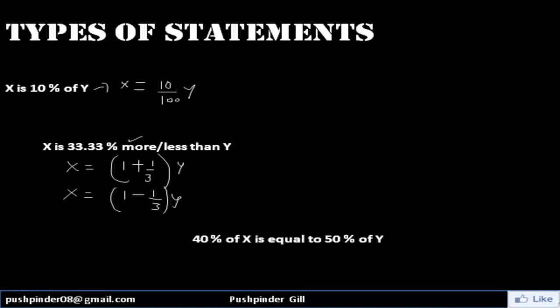If someone says 40% of X is equal to 50% of Y, now 40% of X is equivalent to 2 by 5 of X, which is equal to 50%, equivalent to 1 by 2, of Y, right? So this is how you can solve these questions. So guys, these are the three types of statements which are very crucial. You need to understand them. You can watch this video over and over again, because I suppose I've given you enough to understand the topic, right? So let's move ahead.